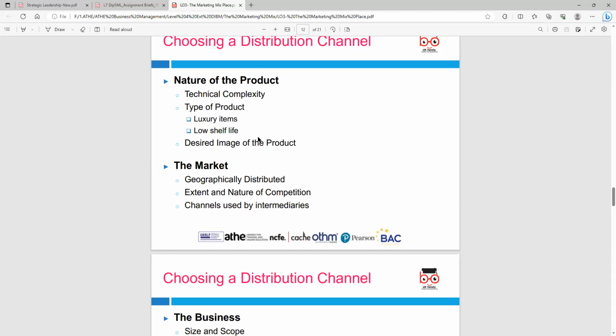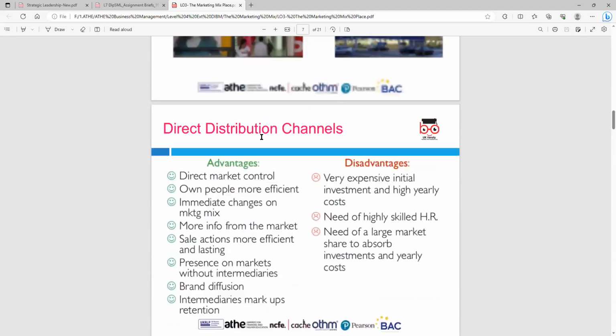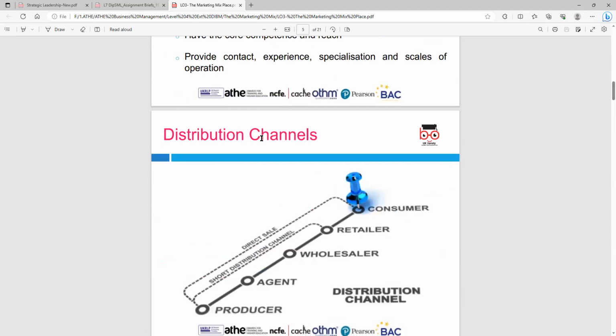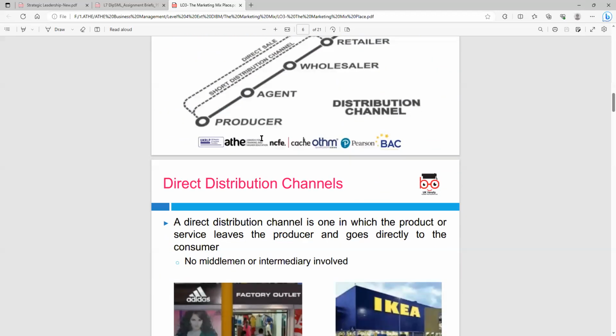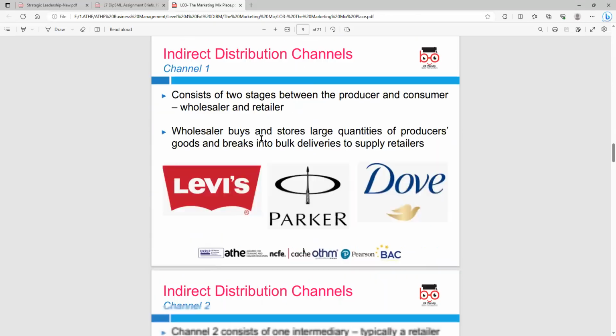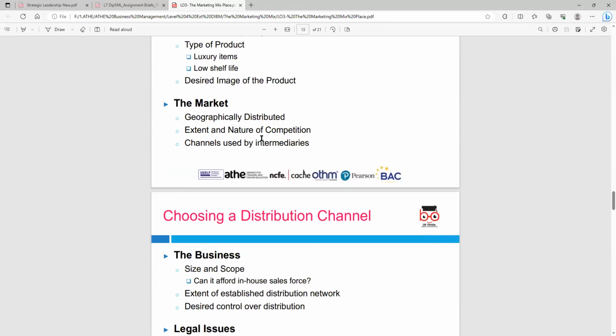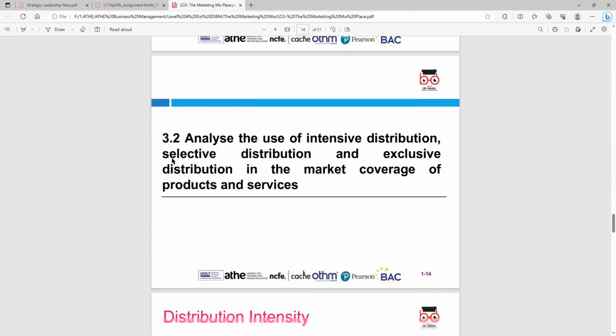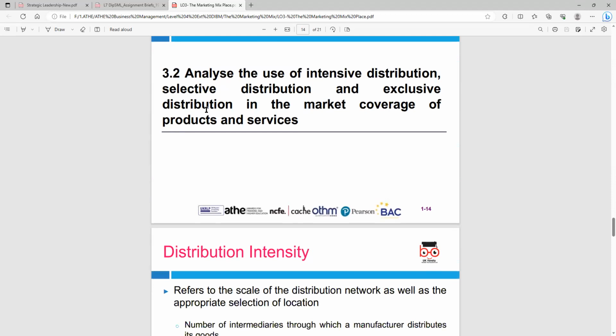Okay, so this is 3.1 we were talking about, the role of direct and indirect distribution channels. It depends on the nature of the product, and on whether you use a direct or indirect distribution channel, with their advantages and disadvantages. The other factors are the nature of the market, the nature of the product, the business, the legal issues, and so on. Okay, any questions so far? No, sir. Okay, now 3.2 looks at the use of intensive distribution, selective distribution, and exclusive distribution in the market coverage of products and services.